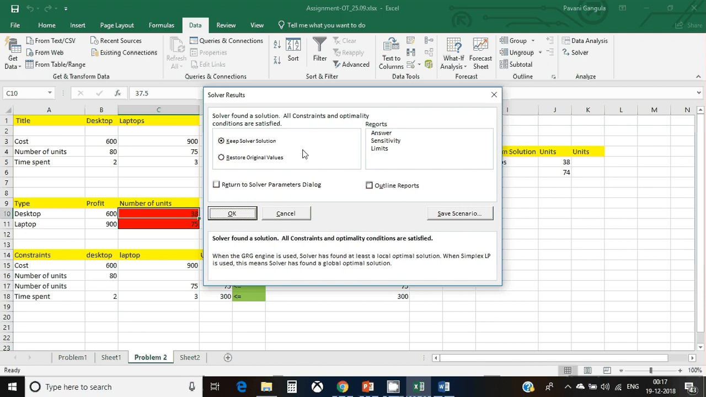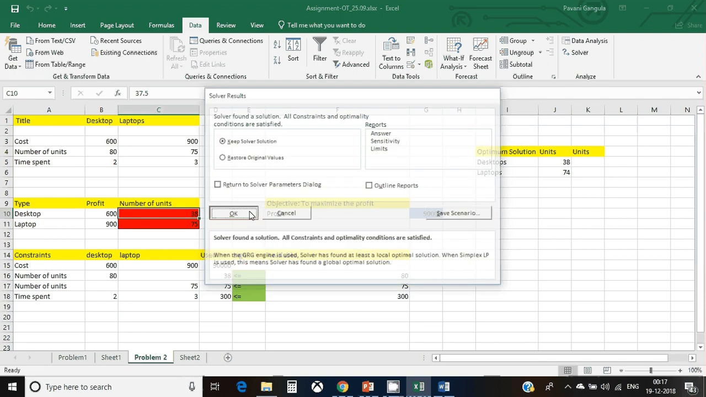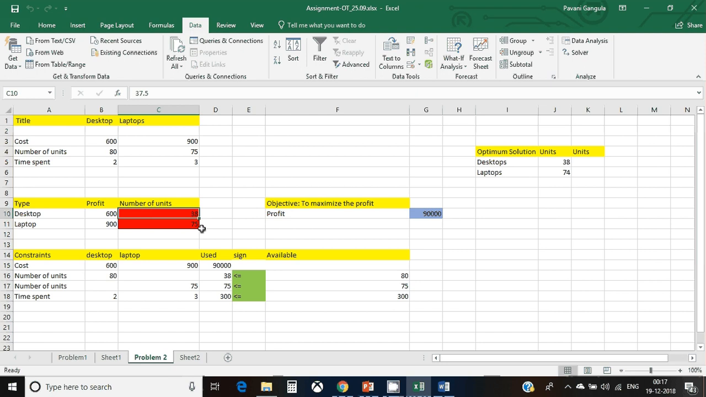Here our Solver will give the optimum number of units for desktops and laptops. We can keep the solution or else we can ignore it. So the result which we have got by using Excel Solver is 38 units of desktop computers and 75 units of laptop computers, and this gives the maximum profit, that is 90,000 rupees under all the three given constraints. So here the optimum solution for desktops is 38 and for laptops it is 75.